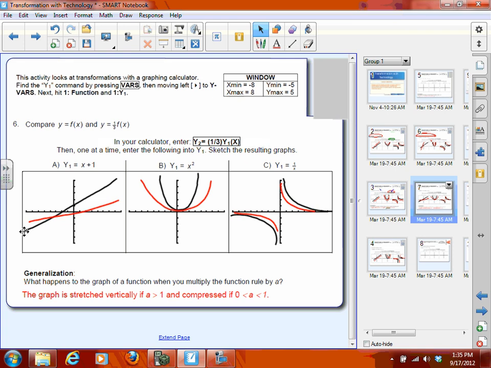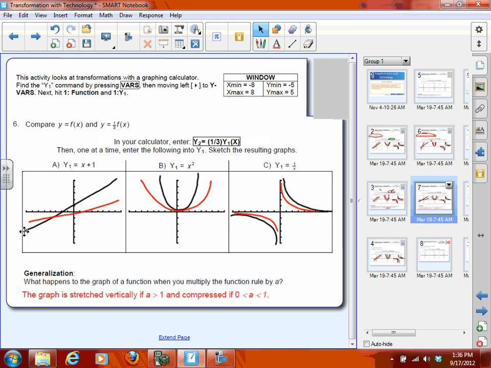Stretch it vertically. And the larger and larger that number becomes, the more and more you stretch it out. On the other hand, if you're looking at a number between 0 and 1, such as that 1/3 or 1/2, anything between 0 and 1 is going to do the opposite. It's going to compress vertically. Vertically stretch, vertically compress.